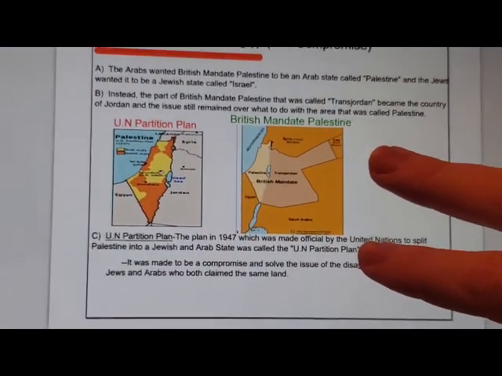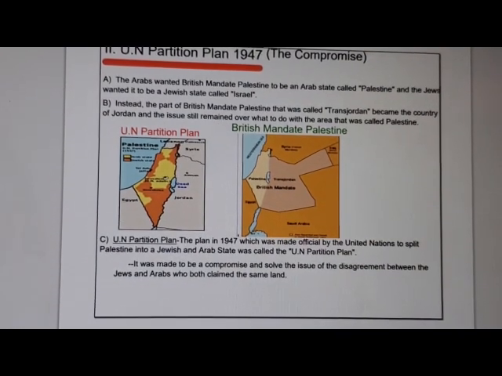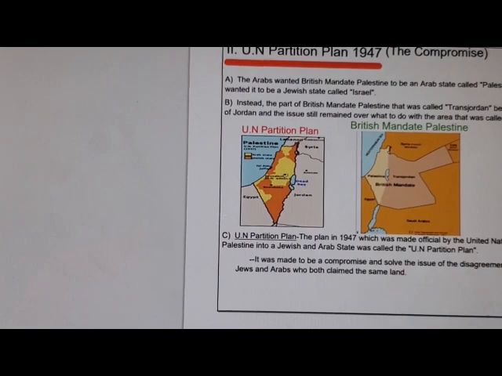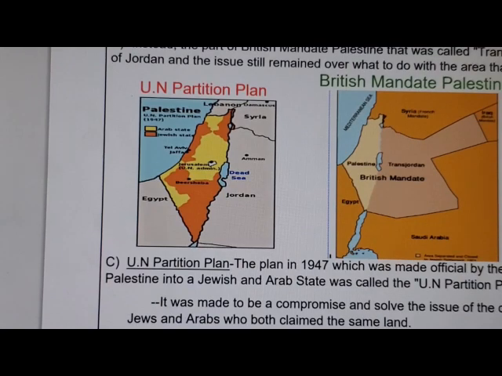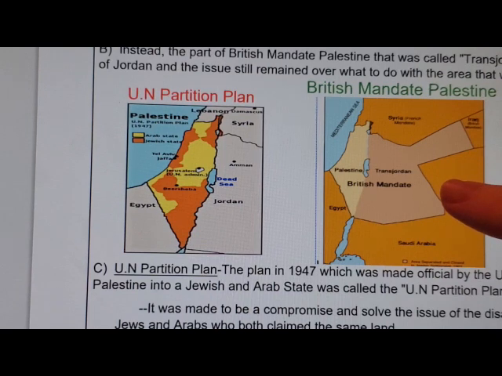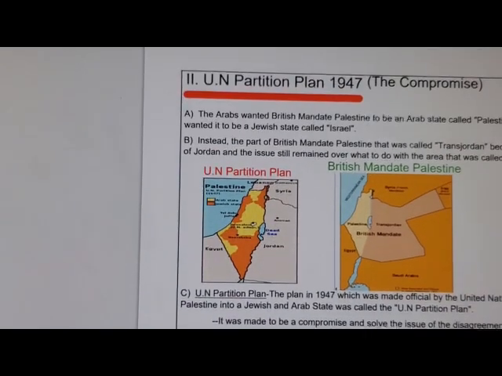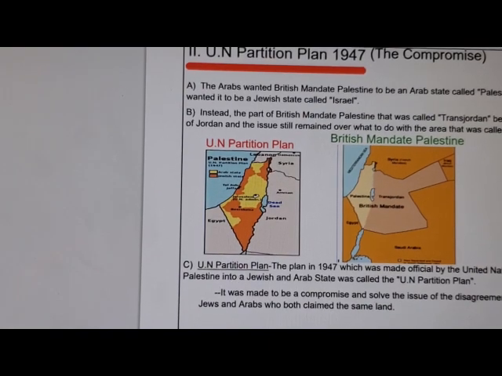Okay. Next, I want to talk about the UN Partition Plan 1947, the compromise. So the issue was that everyone wanted all of the land. So meaning the Jews and the Arabs both wanted all of what was called British Mandate Palestine. So how do you split it up between the Jews and the Arabs to avoid a war? And the plan to avoid war between the Jews and the Arabs was called the UN Partition Plan. Partition Plan means to split up.